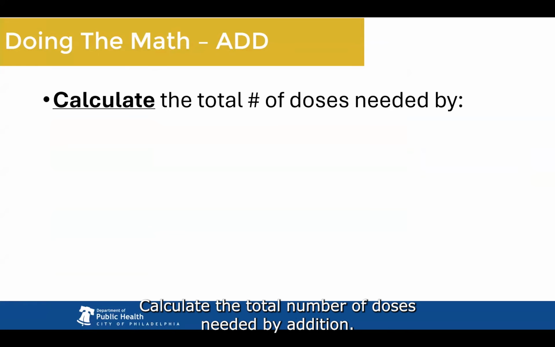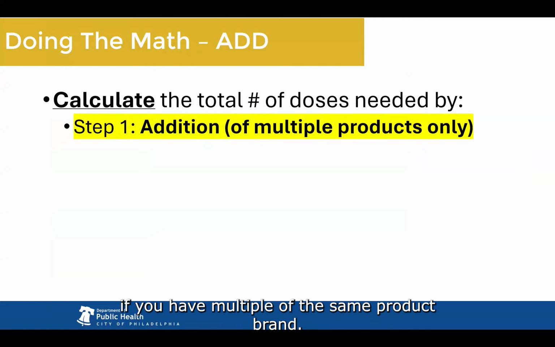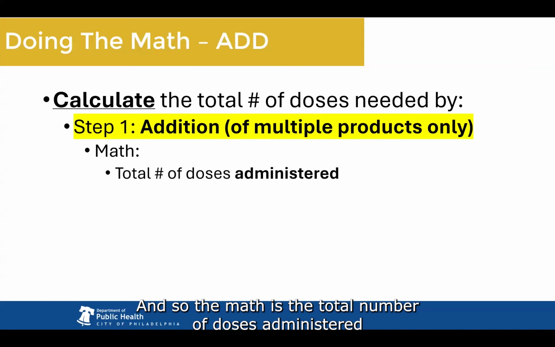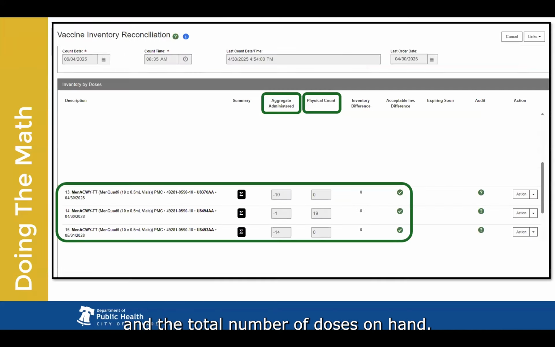Calculate the total number of doses needed by addition. Again, you're only doing this step if you have multiples of the same product brand. If you don't, then you can go ahead and skip this step and head to step number 2. And so the math is the total number of doses administered and the total number of doses on hand.